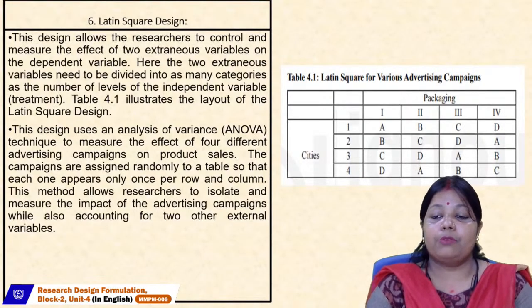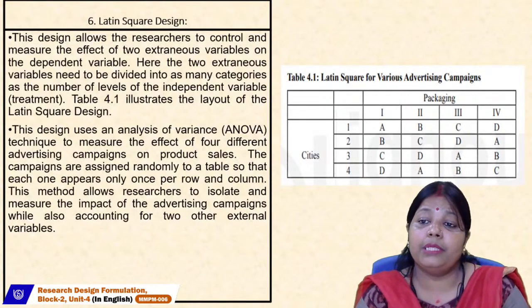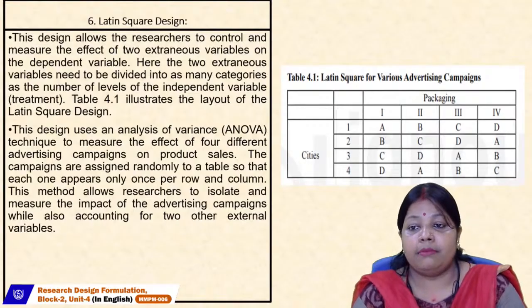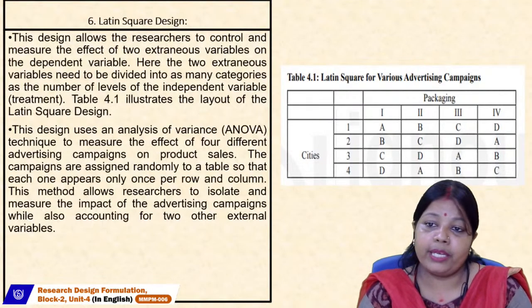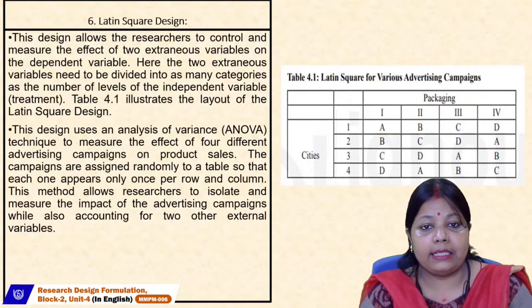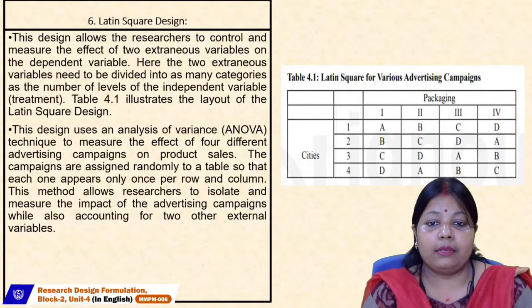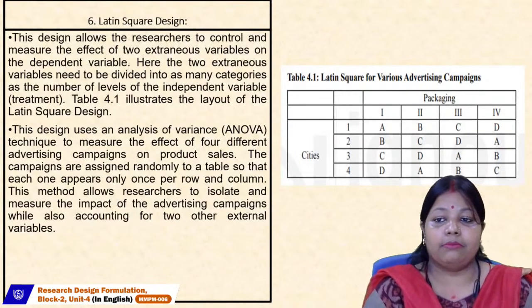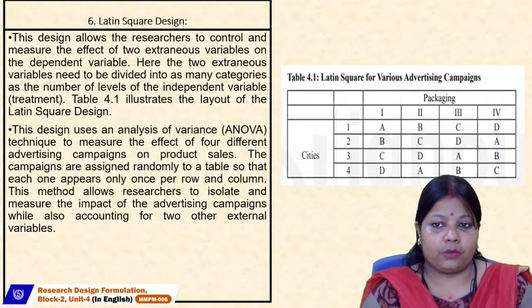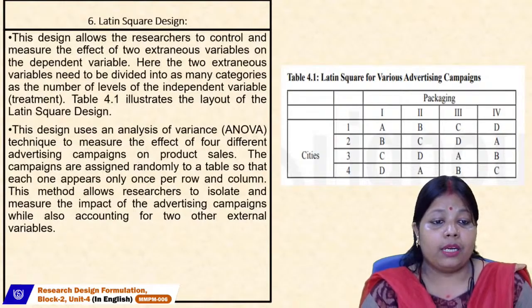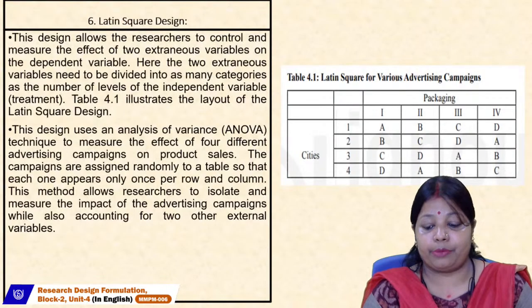The same way, if you observe the columns, the first column in packaging is A, B, C, D, then B, C, D, A, or C, D, A, B, third column, and the fourth column is D, A, B, C. Nowhere did I find, either in a row or in a column, that the packaging number or city number is repeated. It is once only in a row or in a column. So this method allows the researcher to isolate and measure the impact of the advertising campaigns while also accounting for two other external variables.